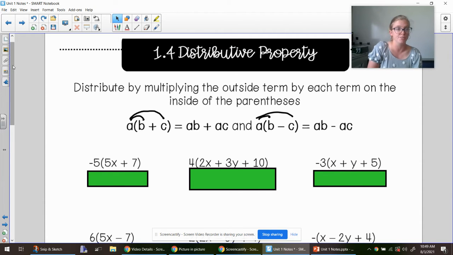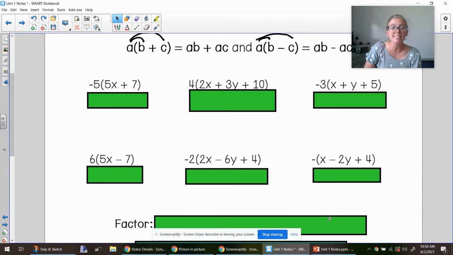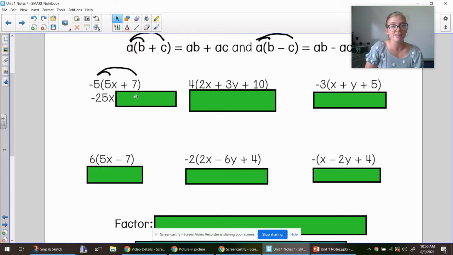We're going to look at a bunch of different examples of the distributive property. So we've got 6 examples here. Let's go through them. First, we have negative 5 times 5x plus 7. So we're multiplying negative 5 by the sum, which means we're going to multiply it by each part. Negative 5 times 5x is negative 25x. Negative 5 times 7 is negative 35.